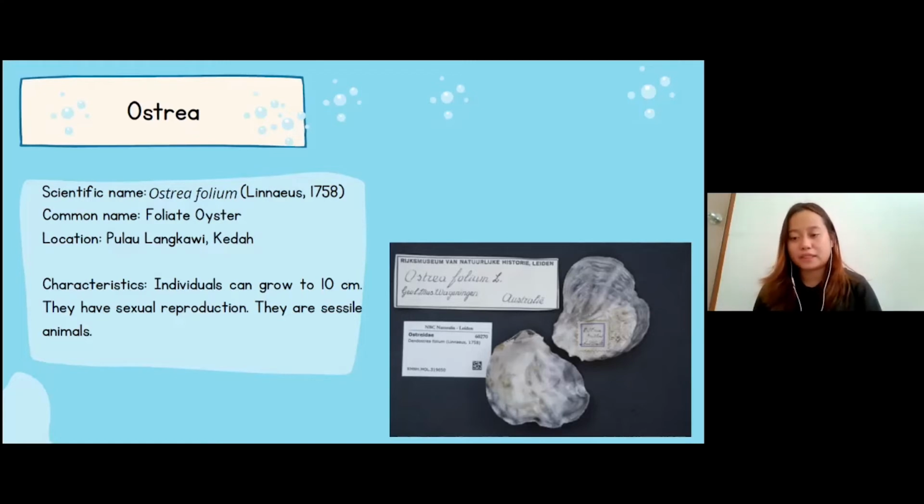For your information, Crassostrea iredalei and Saccostrea species are usually harvested in Malaysia for human consumption. The species most valued for culture is Crassostrea iredalei. That's all from me. Next, I will pass to Amirul for the next point.